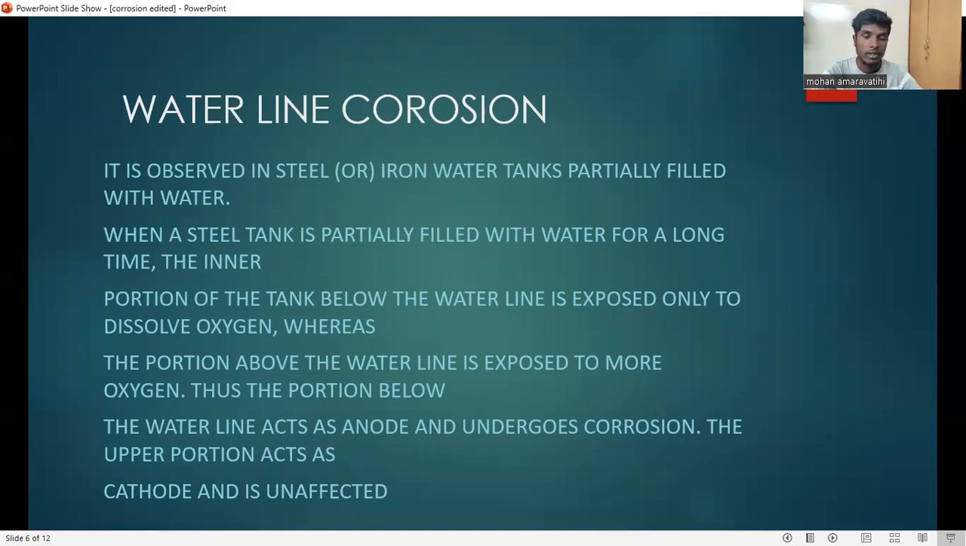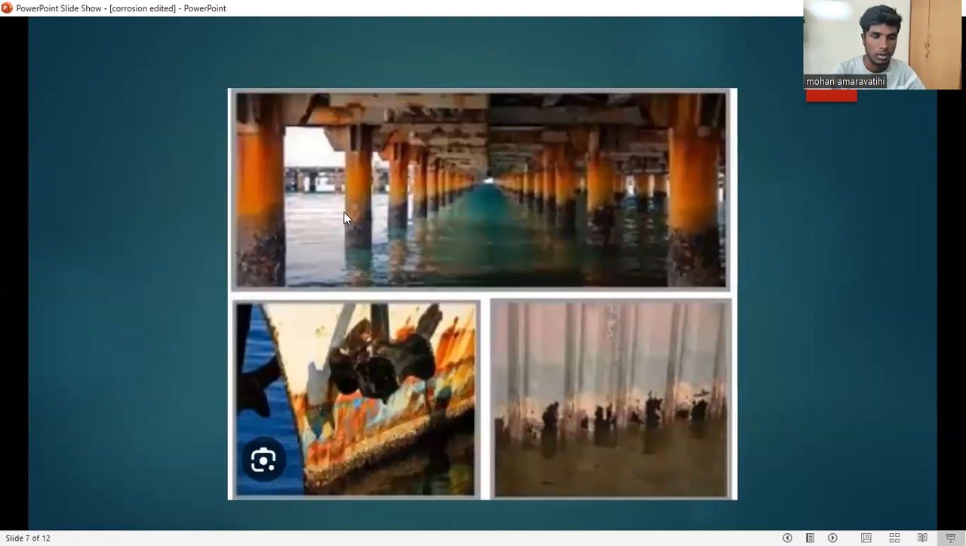When a steel tank is partially filled with water for a long time, the inner portion of the tank below the water line is exposed only to dissolved oxygen, whereas the portion above the water line is exposed to more oxygen. Thus the portion below is anodic. This is waterline corrosion. It is water stored in this dam, and you can see the corroded areas.